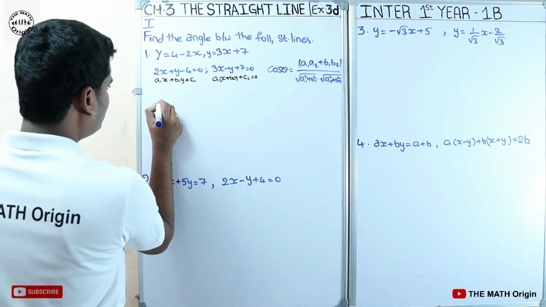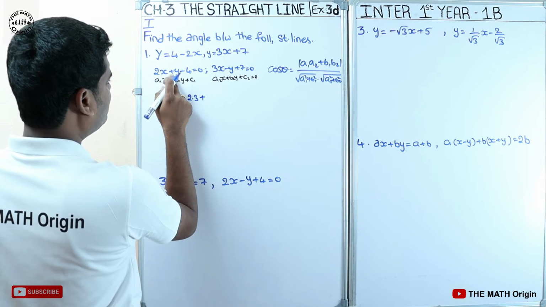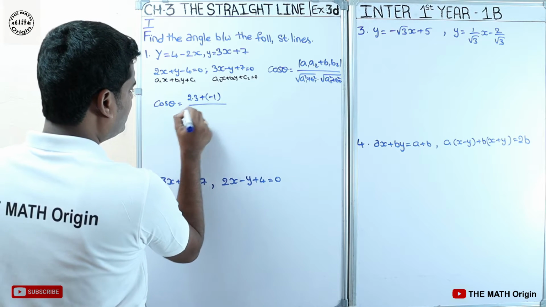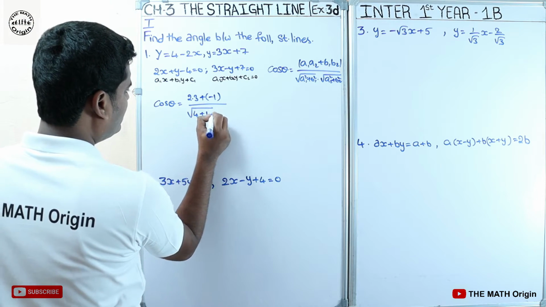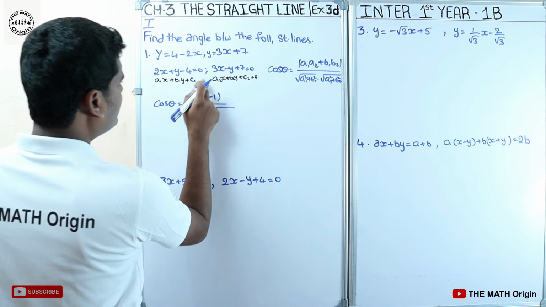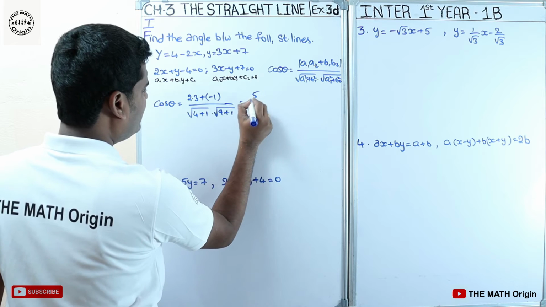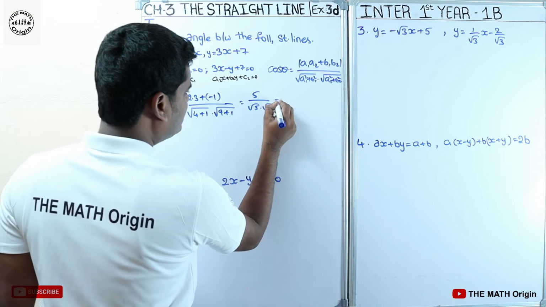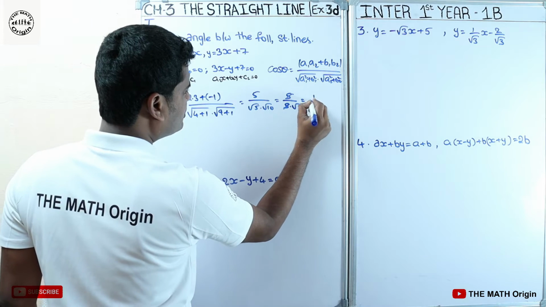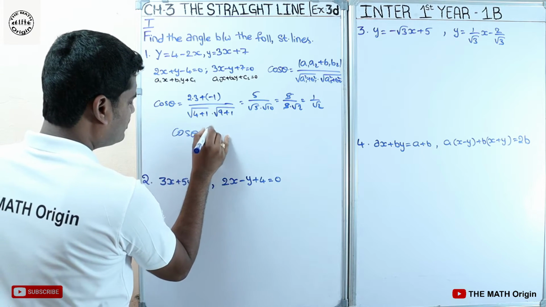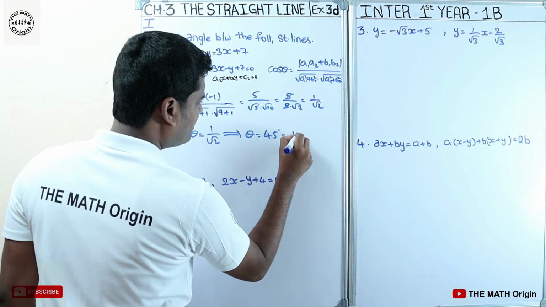So cos theta equals a1 a2, 2 into 3, plus b1 b2, 1 into minus 1, which is minus 1, by root of 2 square plus 1 square into root of 3 square plus 1 square, which is 9 plus 1. That gives 6 minus 1, which is 5, by root 5 into root 10, which equals 5 by root 5 into root 5 into root 2, and the 5s cancel, giving 1 by root 2. Now cos theta equals 1 by root 2, therefore theta equals 45 degrees, which is pi by 4.